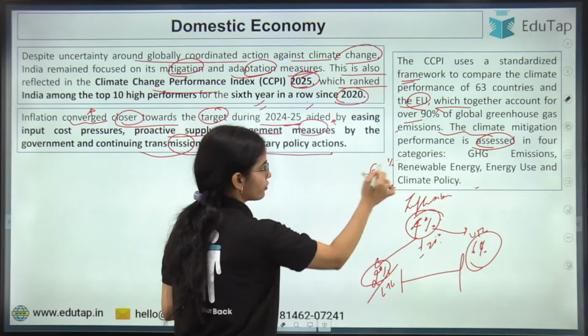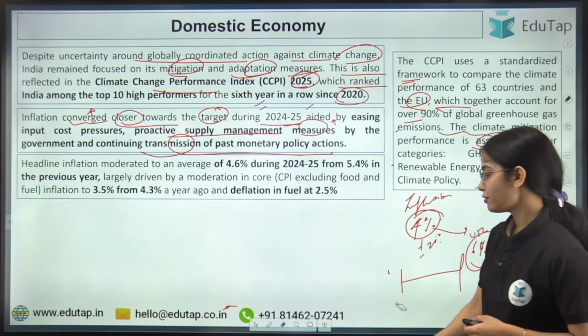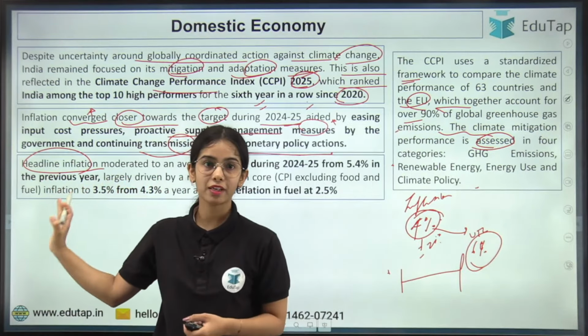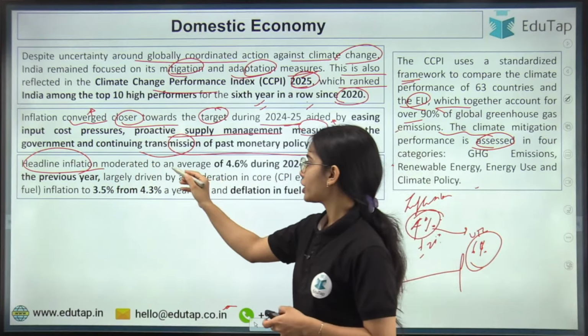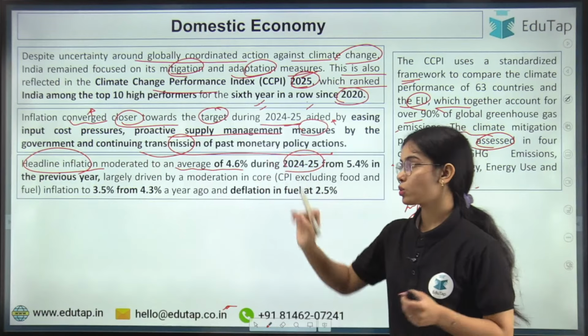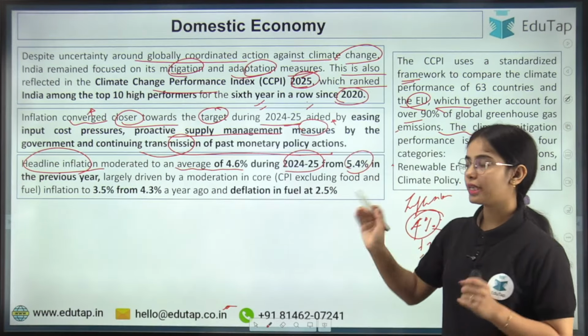So let's see the data point for the inflation in our country. Headline inflation, retail inflation, CPI inflation, all of these are the same things. The headline inflation moderated to an average of 4.6% during 2024-25. This is closer to the 4%, as compared to 5.4% in the previous year.